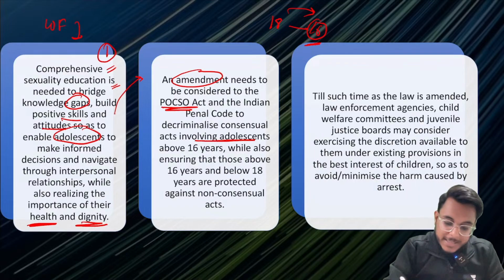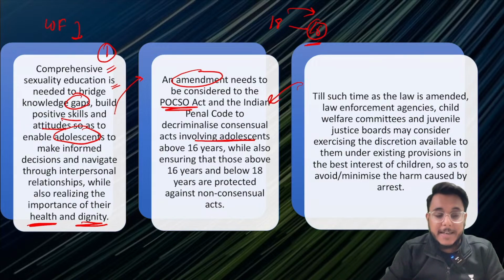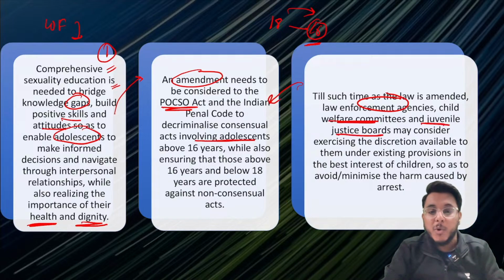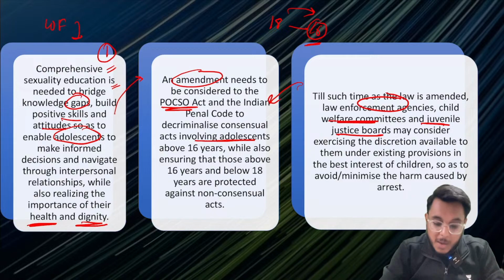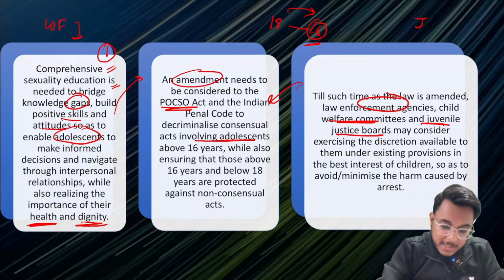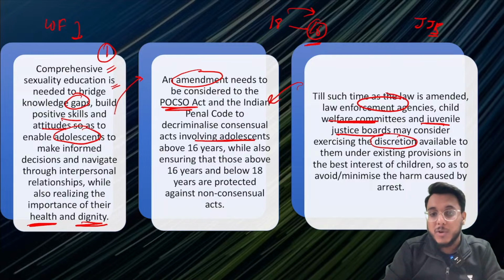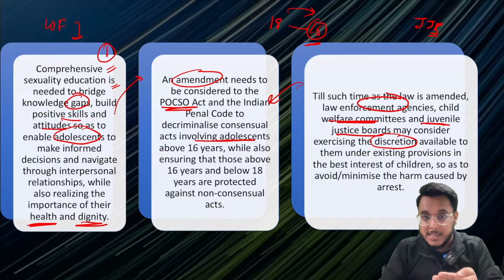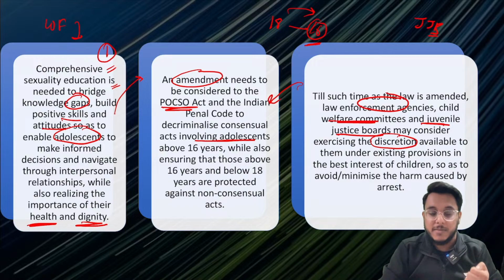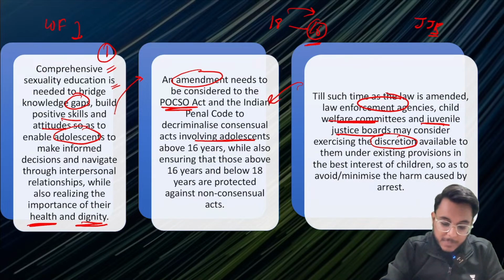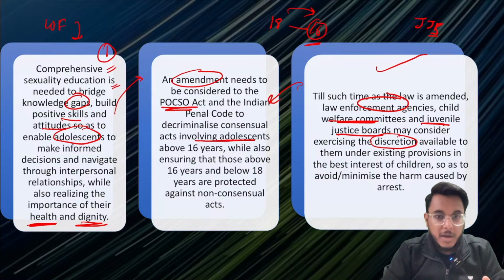Then it is also provided that until this amendment comes, the law enforcement agencies, police, child welfare committees and juvenile justice board need to be very sensitive. Particularly the juvenile justice board often has discretion in these matters. The judiciary also needs to be very sensitive so that the harm being caused can be minimized. So this is what has been provided in this matter.